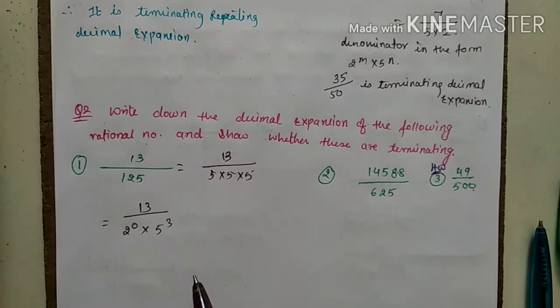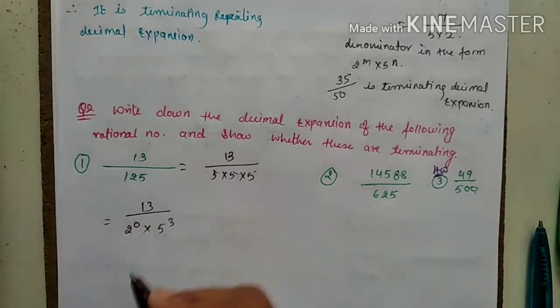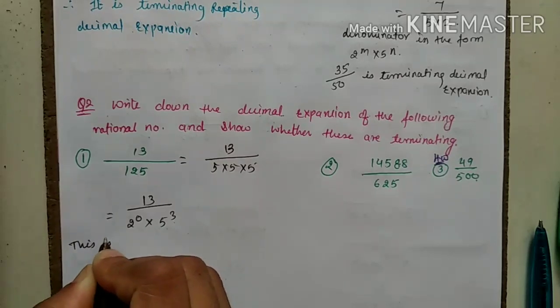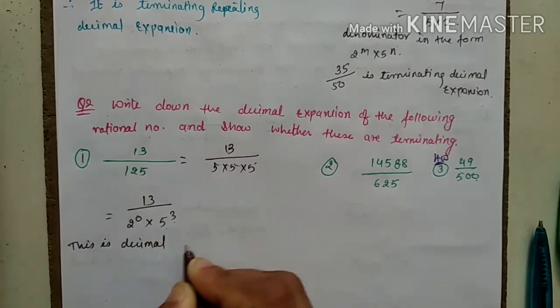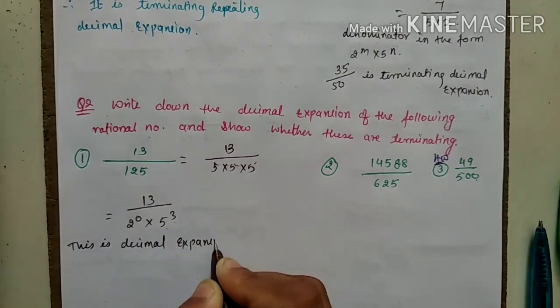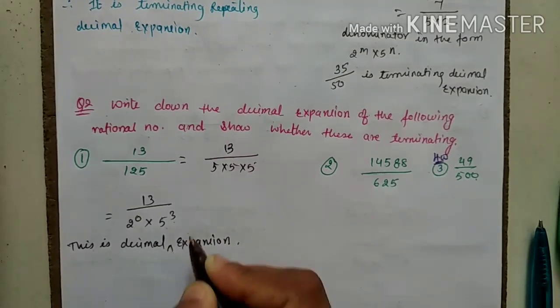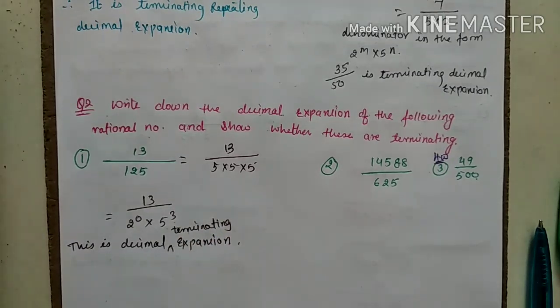Now we have to convert this number into the form of decimal expansion. So just understand how I can do it. Now you can see here is 5 power 3. You can write the first line: this is a decimal terminating expansion. You can write like this, terminating. Okay, the solution you can write like this.